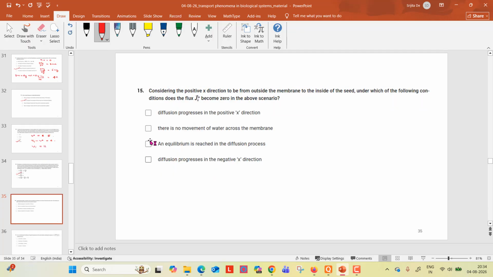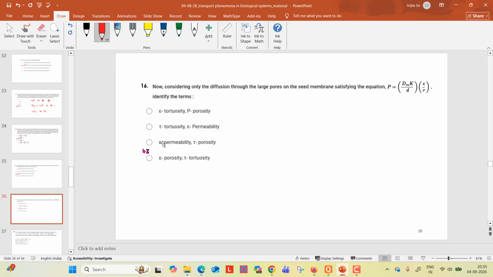Considering the positive x direction to be from outside the membrane to the inside of the seed, under which of the following conditions does the flux Ji star become 0 in the above scenario? So diffusion progresses in the positive direction. There is no movement of water across the membrane. An equilibrium is reached. So it is simply an equilibrium is reached.